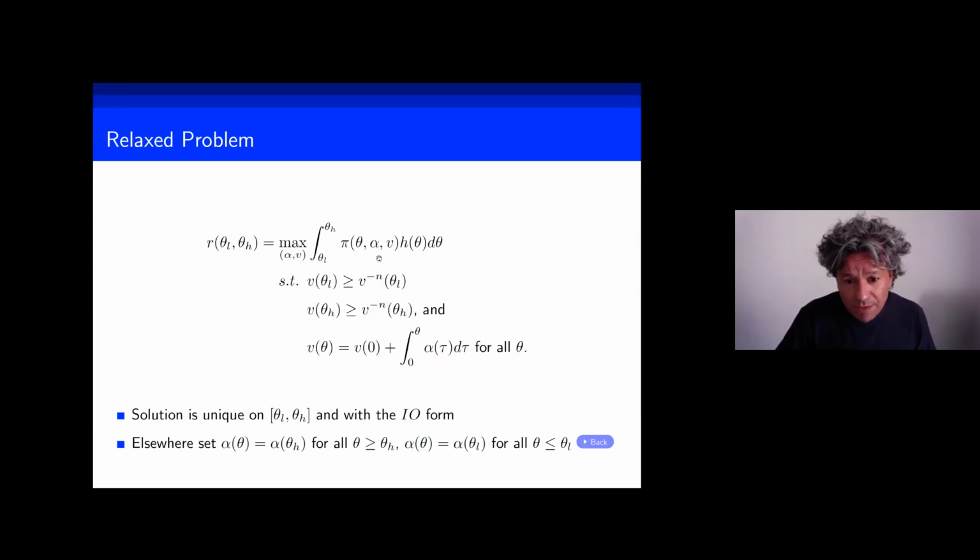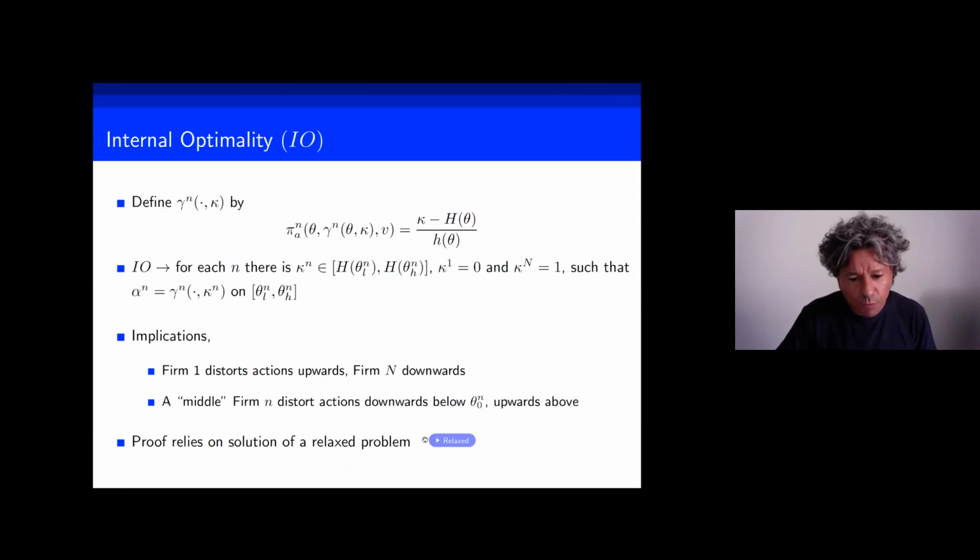And this problem has a unique solution on the interval theta L, theta H that satisfies the IO form that I told you before, the internal optimality form. And we can extend it elsewhere however you wish, for instance with constant action above and below. This is the only thing I want you to remember, because I will come back to this: think of this R as the value of this relaxed problem when the boundary points are theta L and theta H. Remember R.